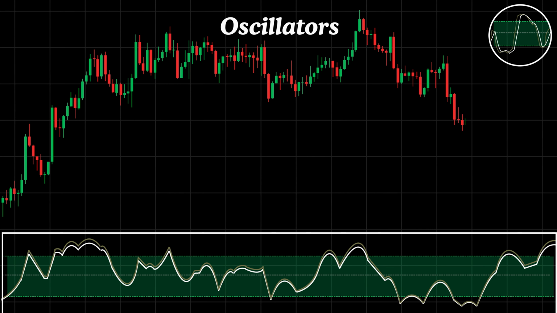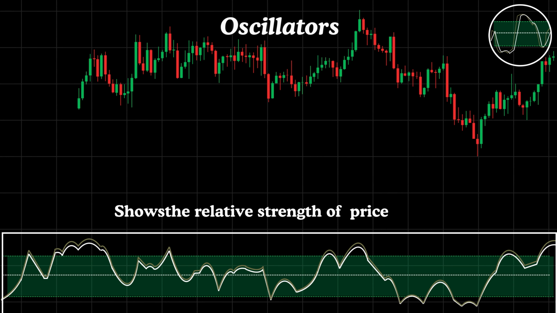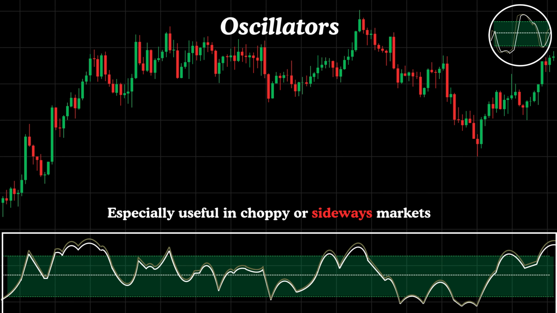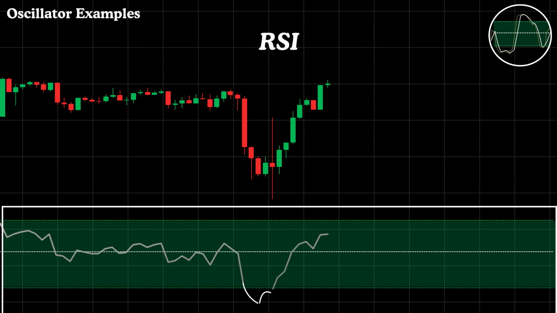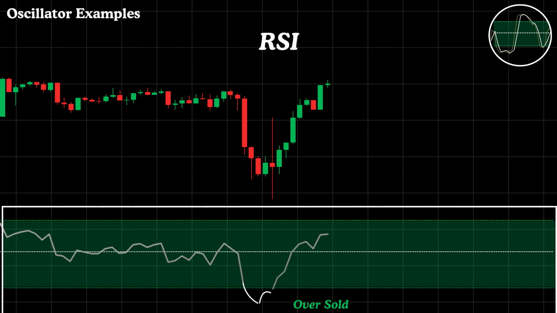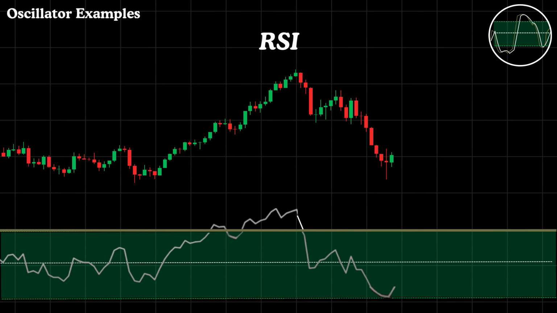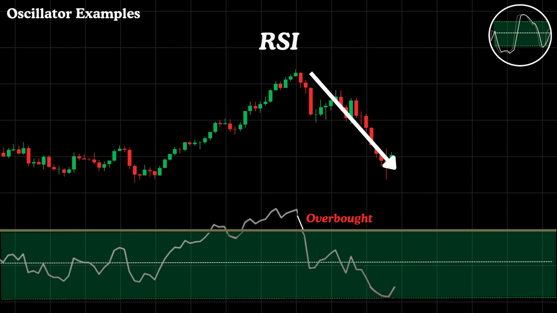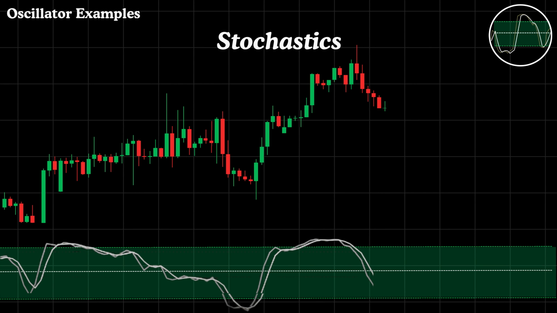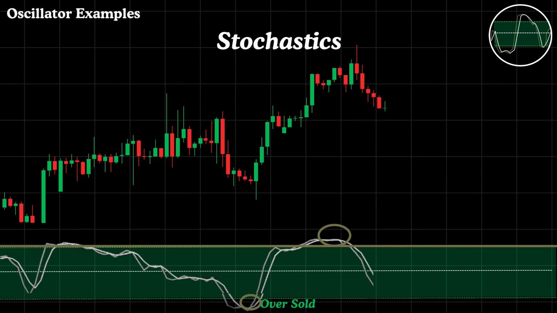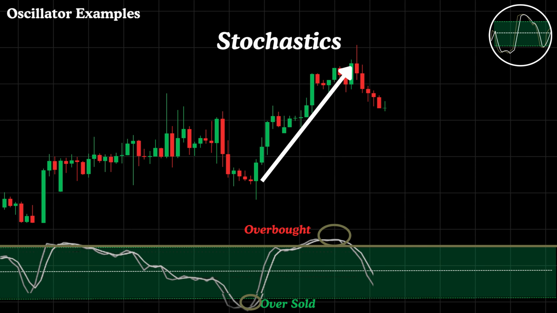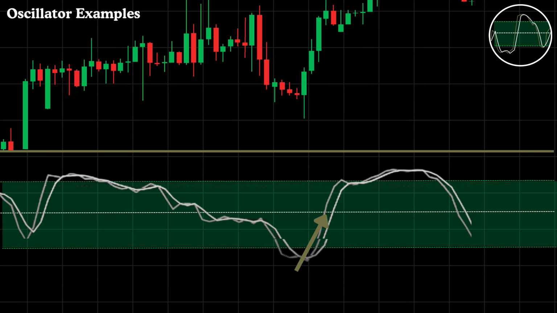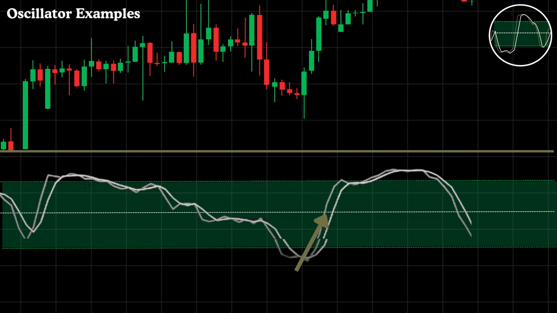Oscillators are a type of indicator that shows the relative strength of price movement. They are especially useful in choppy or sideways markets. Key oscillators include RSI. When the line enters the oversold zone, it suggests a possible upward reversal. If it moves into the overbought zone, it signals a potential downward reversal. Stochastic: when both lines are in the oversold region, it points to a likely move upward. When in the overbought region, it suggests a possible move downward. Additionally, crossovers between the two lines may help predict future price direction.